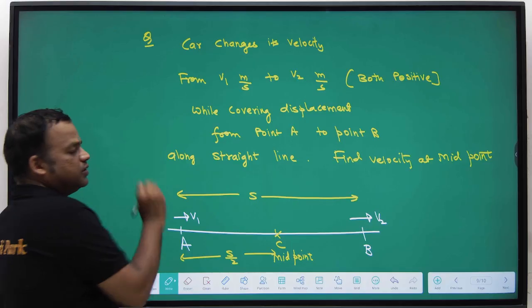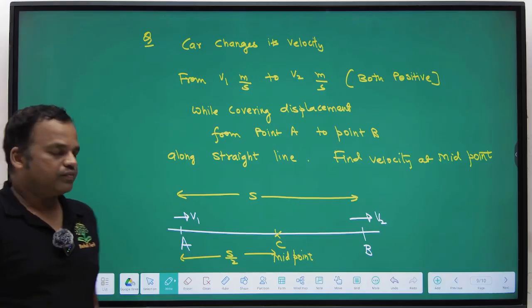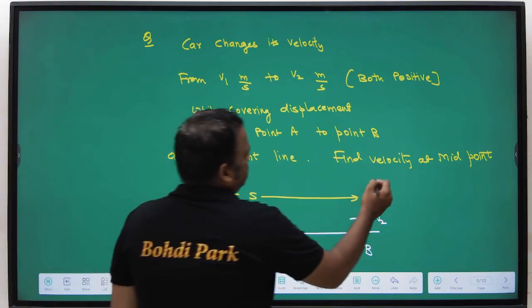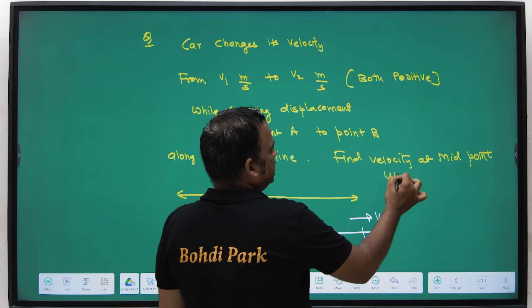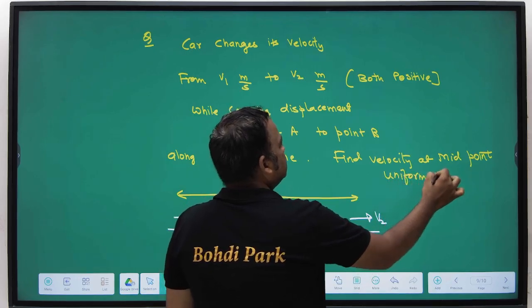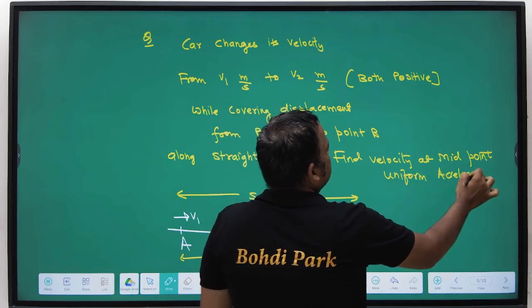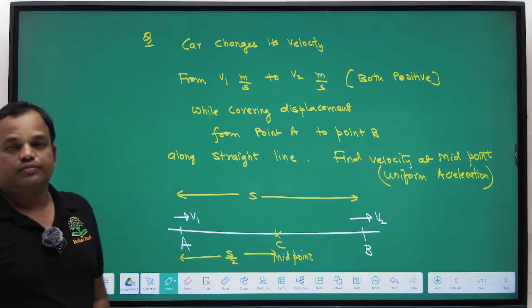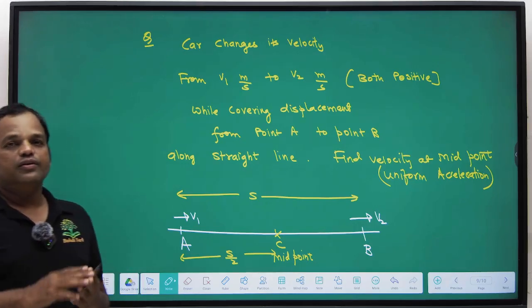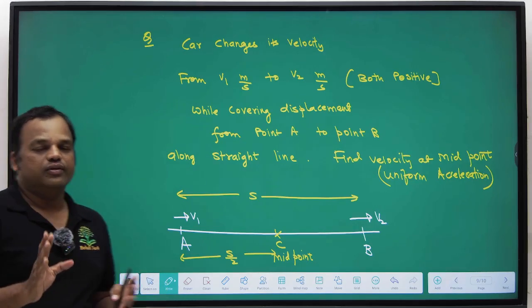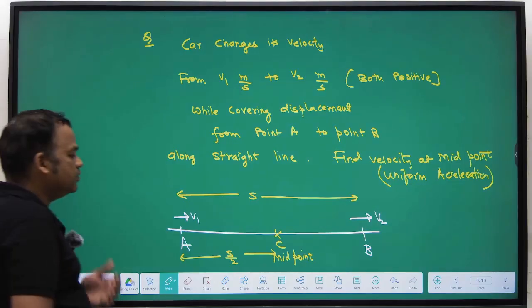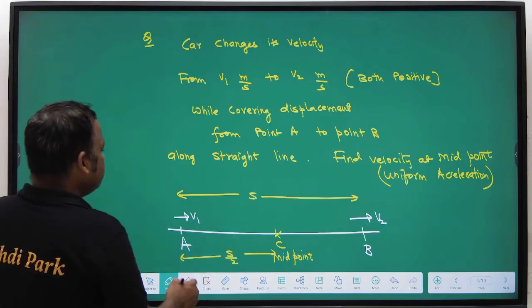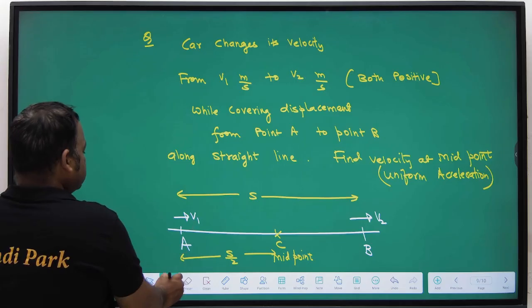So this is what you can observe. And acceleration is uniform. It is understood, sometimes it will be mentioned in the question itself. The acceleration is uniform, acceleration is constant, so that we can use equations of motion. Equations of motion are used only when acceleration is uniform or constant. So along a straight line.